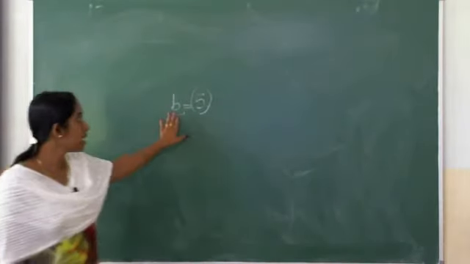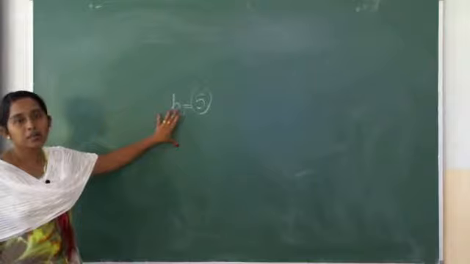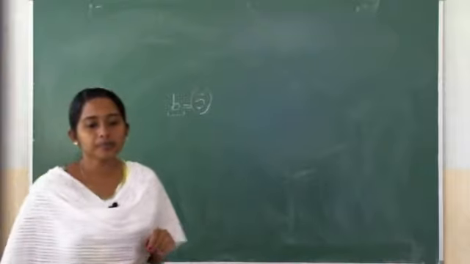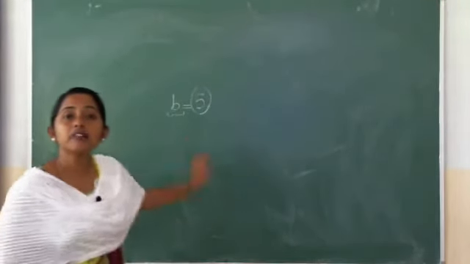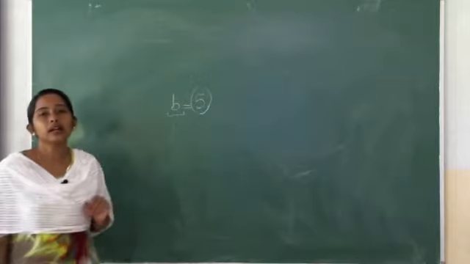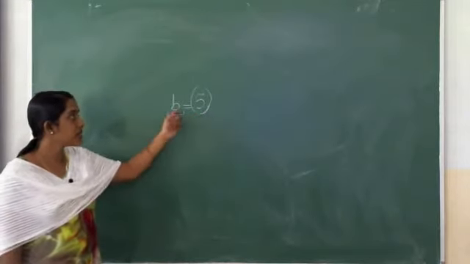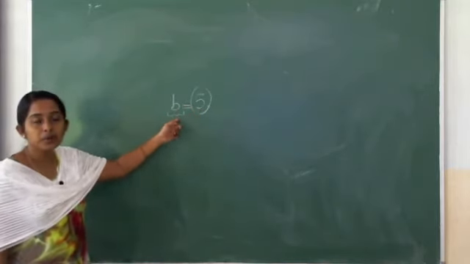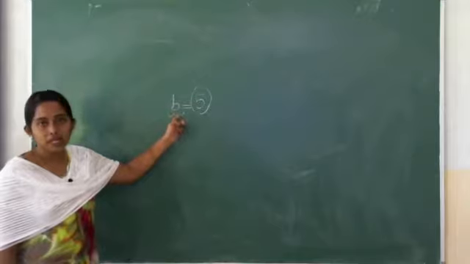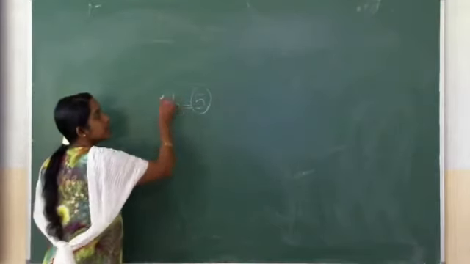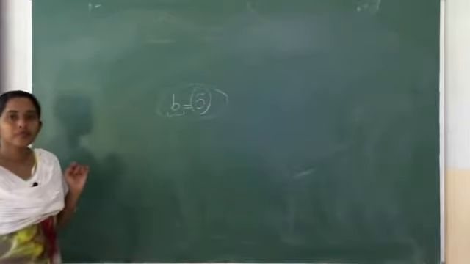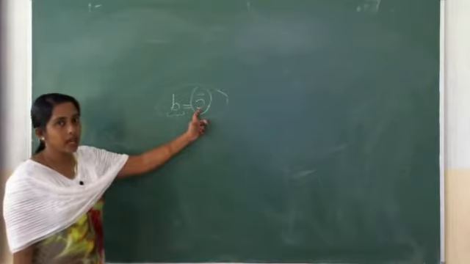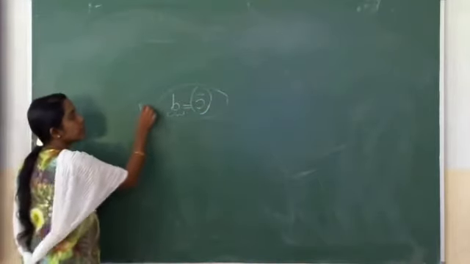Okay, so which one is the variable here? B is the variable, and the value given to B is 5. And for that variable you should mention the data type. Here which type of data are we storing? Integer type data in this particular variable B. So what will be the data type? Here we use 5. It's an integer value, so the data type is int.